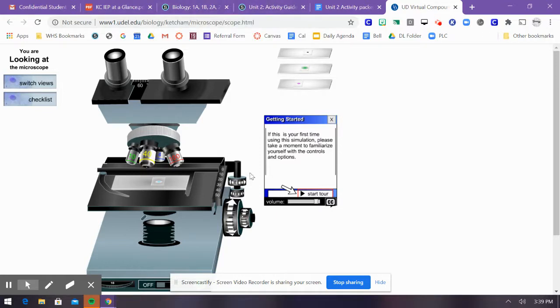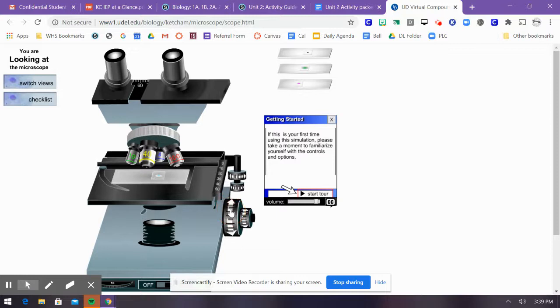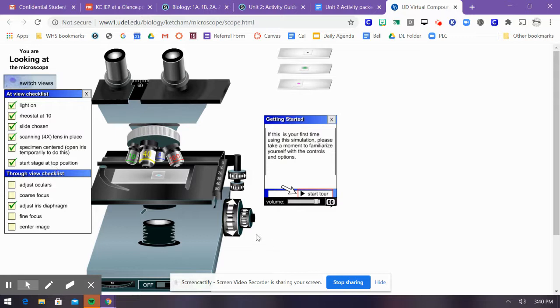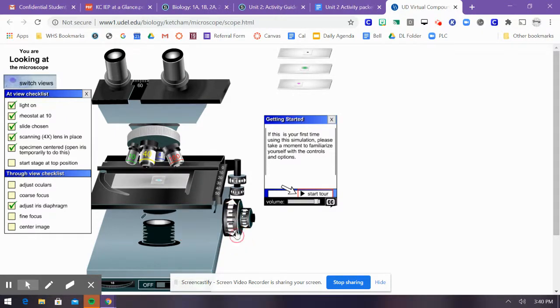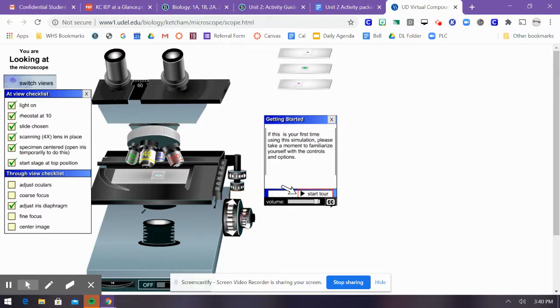The next thing I'm going to do is scooch this table all the way up the stage. So these knobs right here are the fine and coarse knobs that help you focus. This one moves it a lot, and this one moves it just a little. Okay, so now this is set up and we are ready to go.